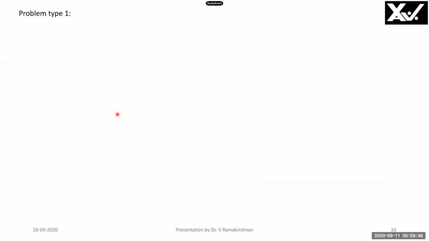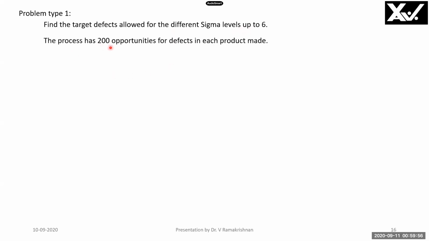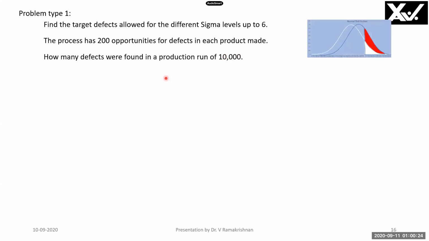Now we will see types of problems. Problem type 1: find the target defects allowed for different sigma levels up to 6. The process has 200 opportunities for defects in each product made. That means each product has 200 opportunities for defects. How many defects were found in a production run of 10,000? That we will have to find out. So find the target defects allowed for different Six Sigma levels, up to 6, for a production of 10,000 units.